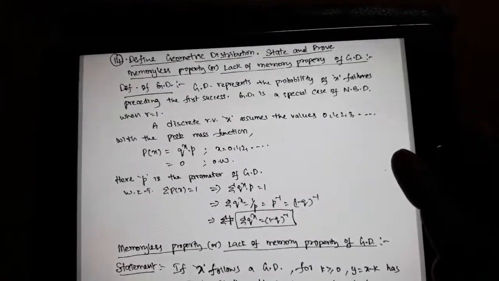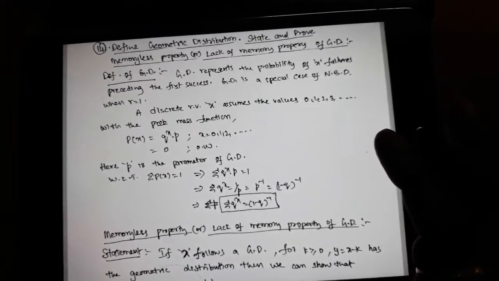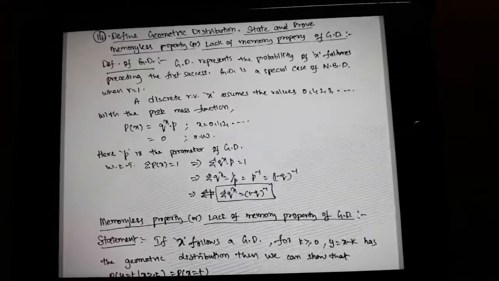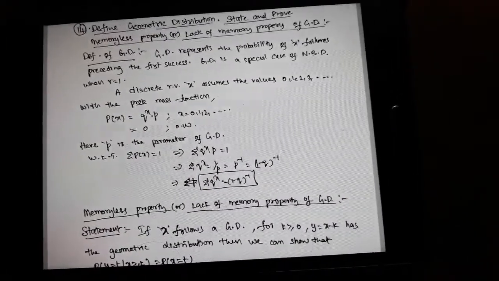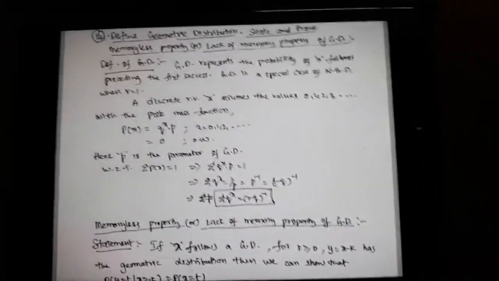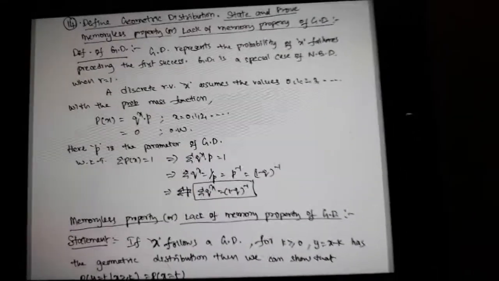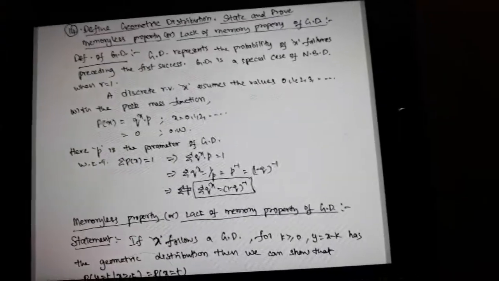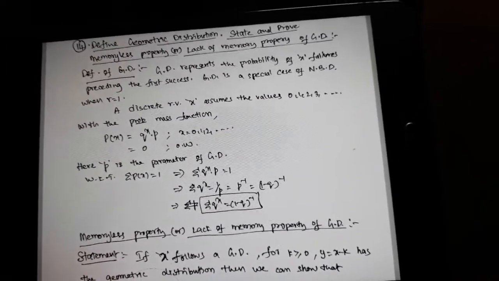Define geometric distribution, state and prove the memoryless property or lack of memory property of geometric distribution. In our stats paper 2, there are two memoryless properties, one for the exponential distribution, another for the geometric distribution. Both are nearby only. Once you apply the condition, there is no condition in the RHS. That's why these two do not have memory, so they consider the memoryless property. First you should define the geometric distribution here.